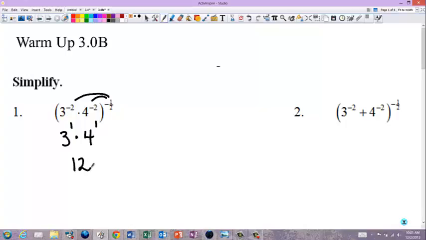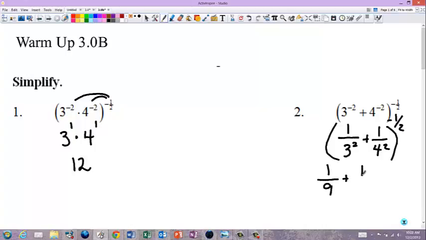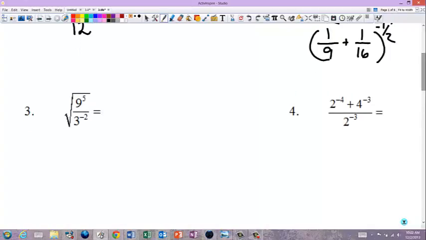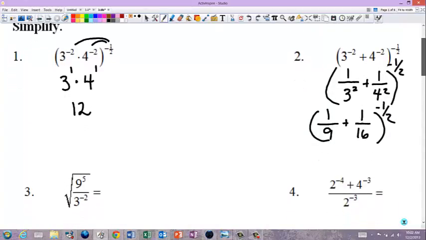Number 2, however, not as easy. That's 1 over 3 squared plus 1 over 4 squared to the negative 1/2, which is 1/9 plus 1/16 to the negative 1/2. Whoa. Oh, look, there were 2 more problems there. I'll be darned. Oh well.